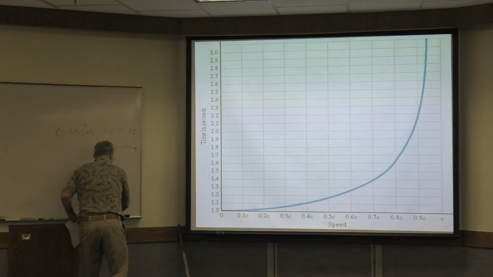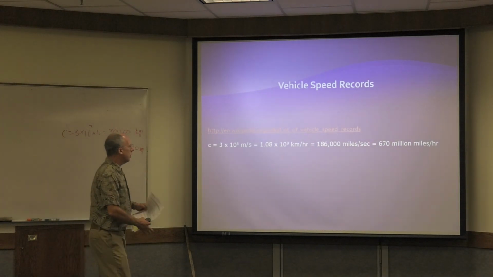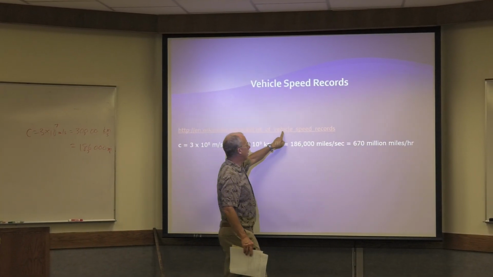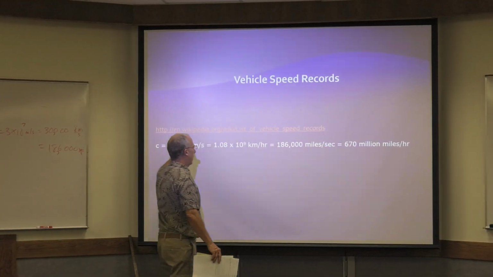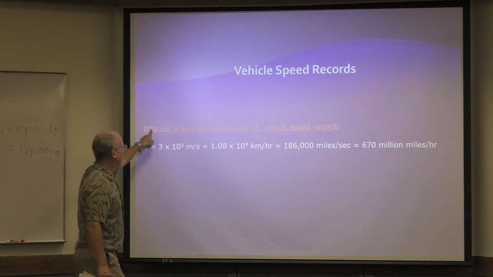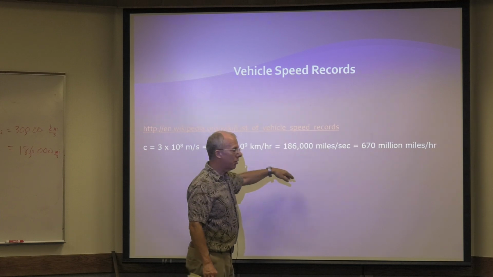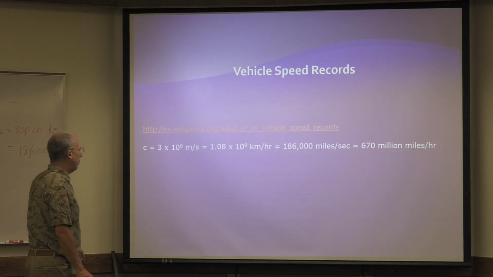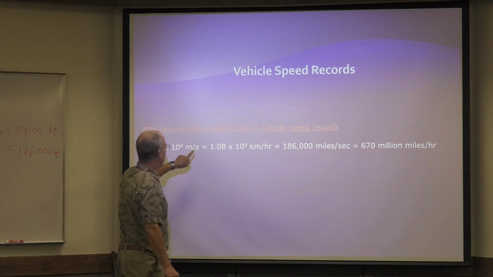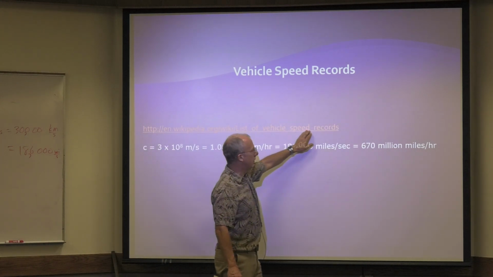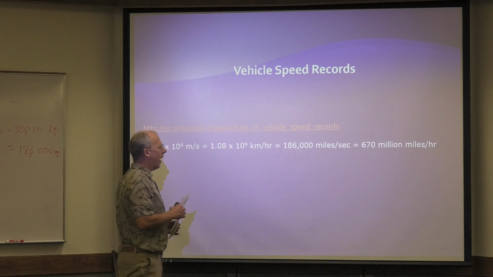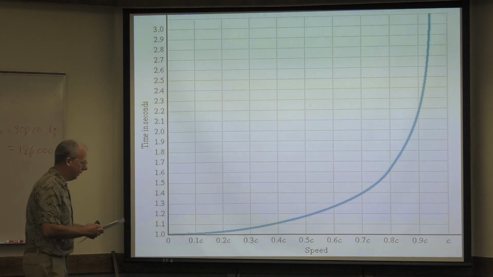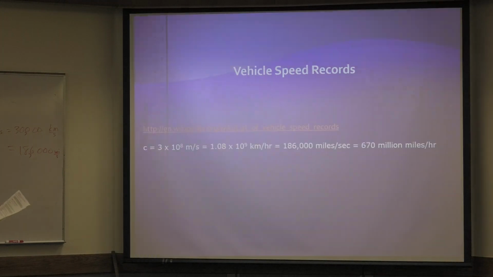And if you want to convince yourself of that, this is a website on Wikipedia. It's the list of vehicle speed records. Just go to this website and you'll see what the fastest Earth-made objects are. And you can easily convince yourself that the fastest speeds of anything that we can make, rockets and missiles, is nothing compared to the speed of light. So we're down here.